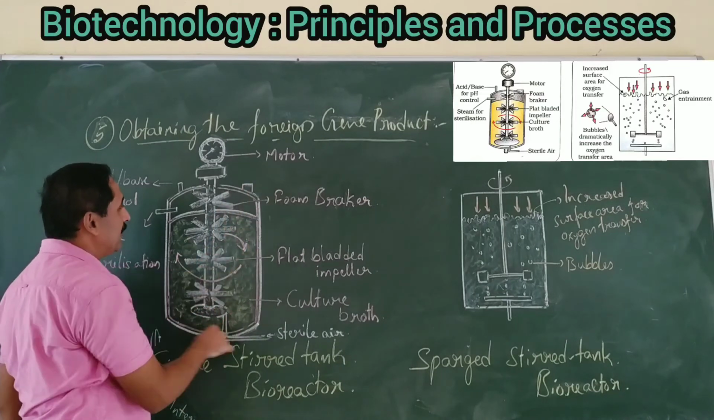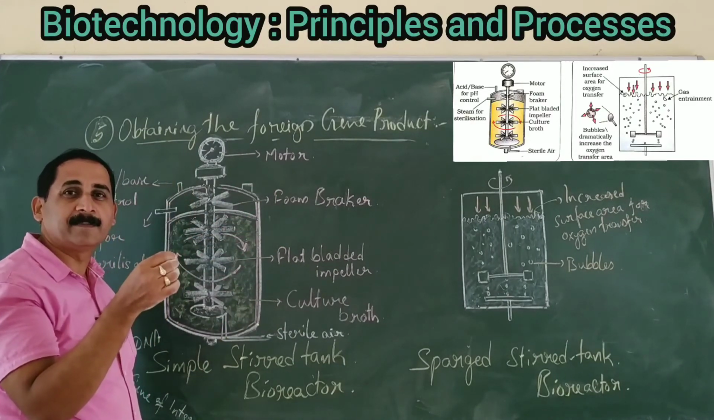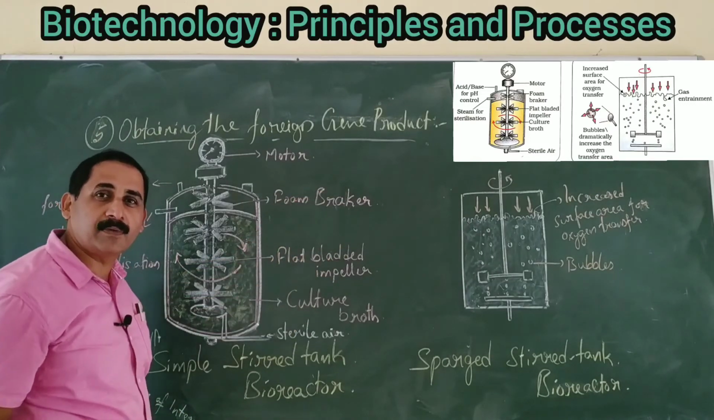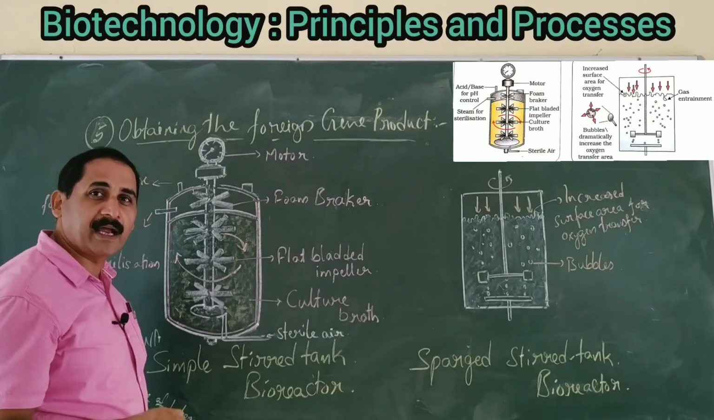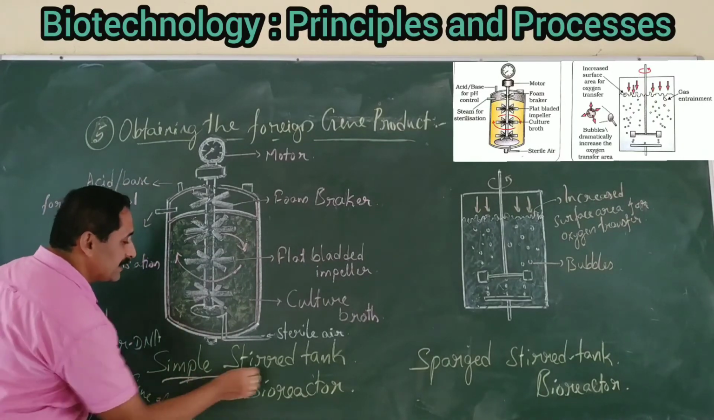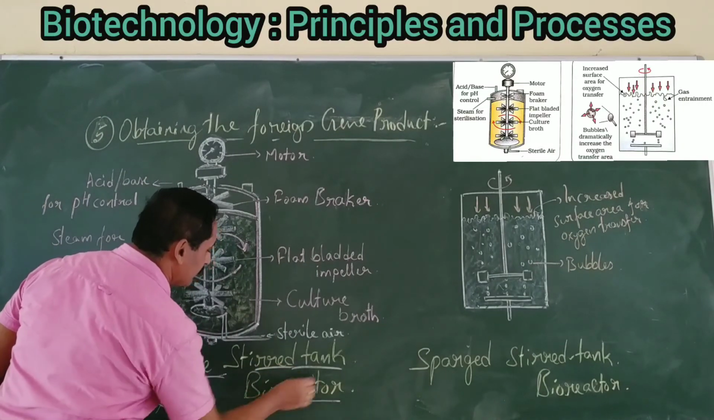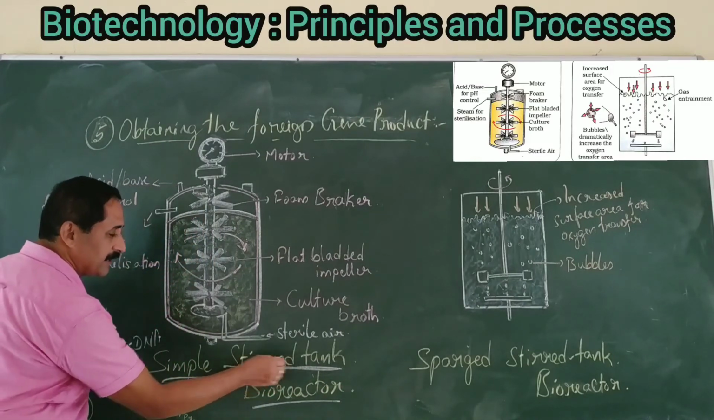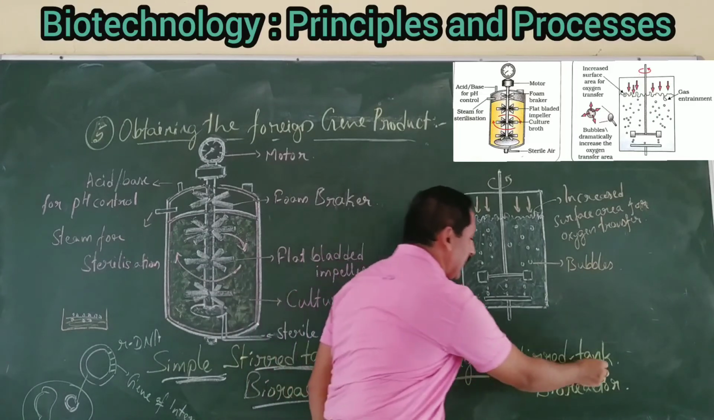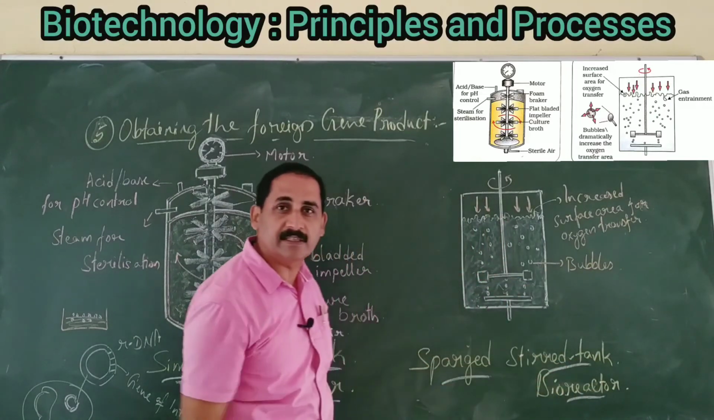This fermentation tank is called a bioreactor. We can see different types of industrially designed bioreactors. A commonly used bioreactor is a simple stirred tank bioreactor. Also, the sparged stirred tank bioreactor is used in some industries.